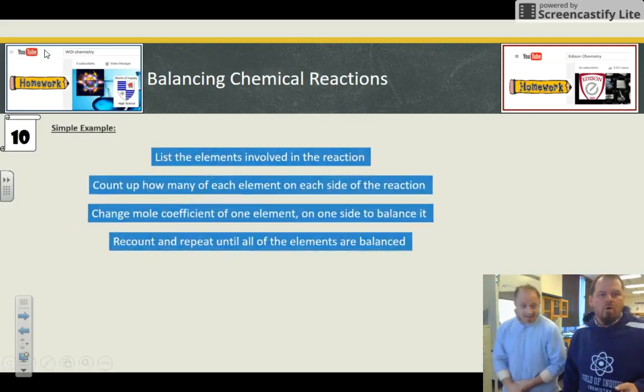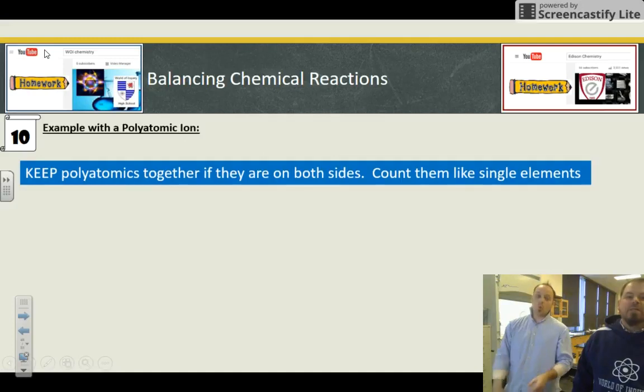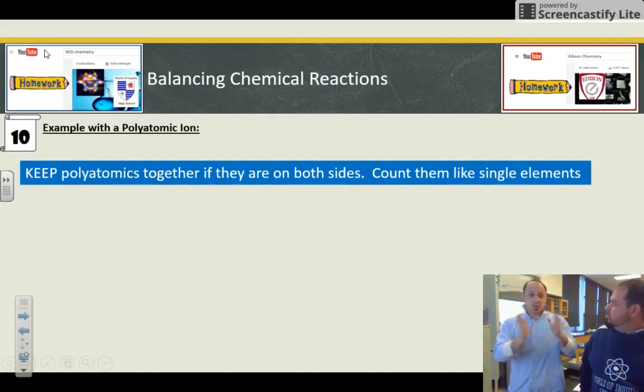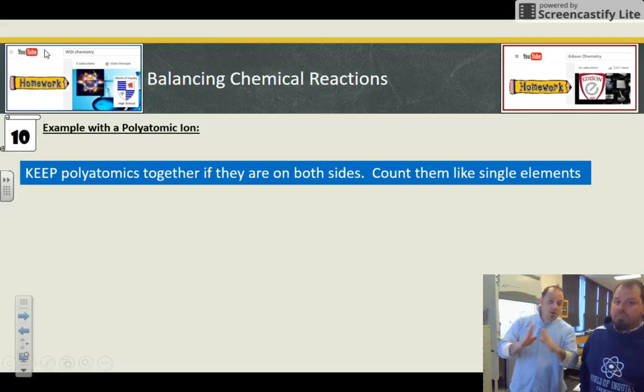With polyatomic ions, however, before we get into them, we always keep the polyatomic ion together. Just like in determining if it's synthesis, decomposition, single replacement, or double replacement, I put one code letter above the polyatomic ion. We do the same thing here. I'm going to keep it as a chunk because that chunk doesn't break up. So it just gets moved around.